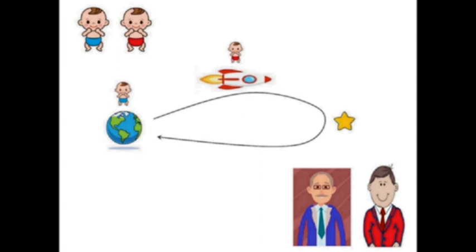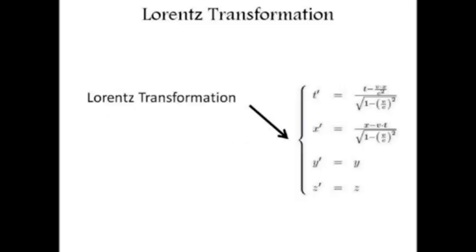But if Bob was moving with respect to Alan, Alan was moving with respect to Bob. So why is Bob the youngest one at the end of the trip and not the other way around? This is the paradox, which of course is not a paradox at all, and we will see why.